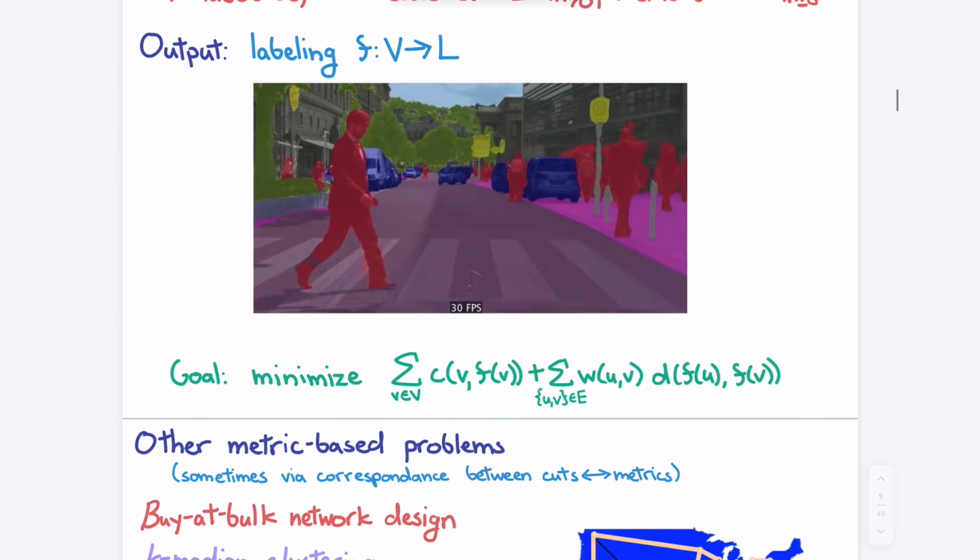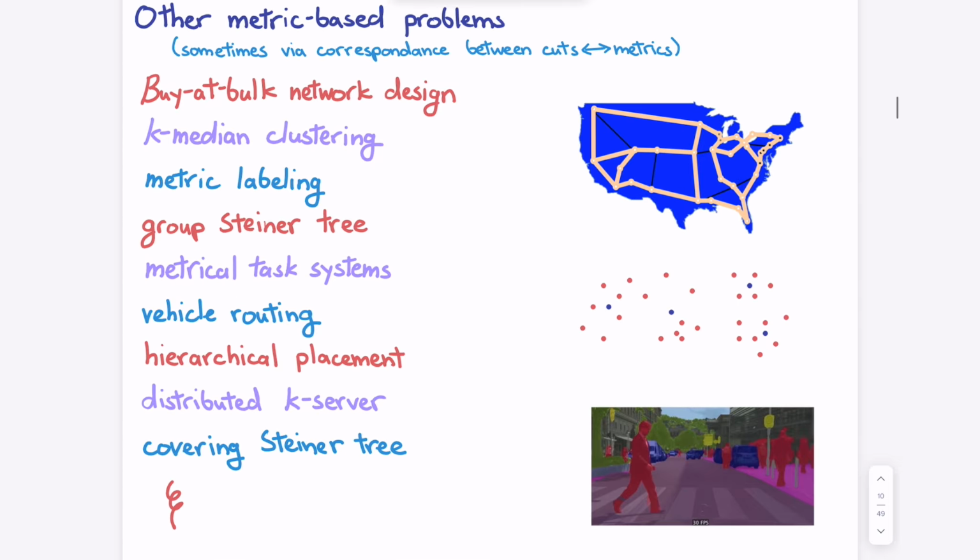The details don't matter too much. The only point I want to make is that there's a gazillion approximation problems that work over metrics and do some kind of distance stuff. On the list we have other things like group Steiner tree, metrical task systems, vehicle routing. You can imagine a number of routing problems if you're FedEx or something. The k-server problem. There are all these problems where at some level the basic object you're working with is a metric.